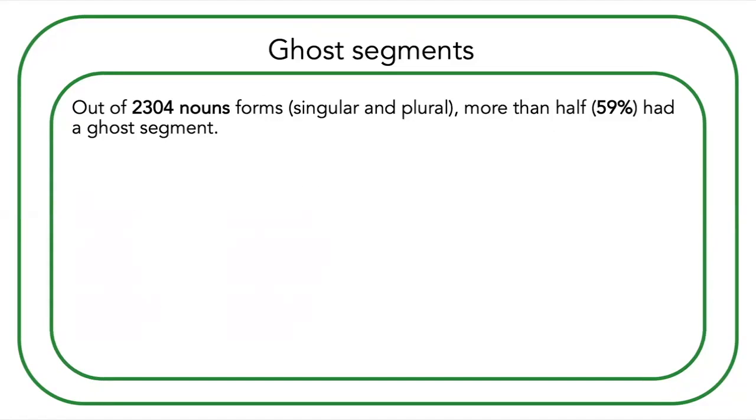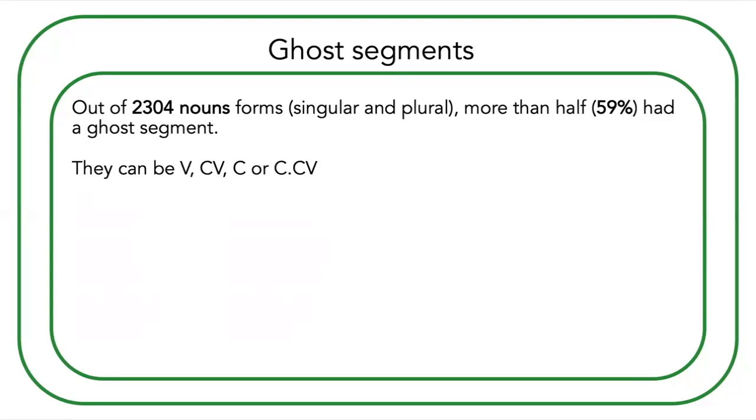So out of the 2,304 nouns that I looked at, both singular and plural, sometimes more than one plural, sometimes more than one singular, more than half, 59%, had a ghost segment. So it's extremely common in the grammar of Sengwer. And these ghost segments are common across Kalenjin. So all Kalenjin languages have the same phenomenon.